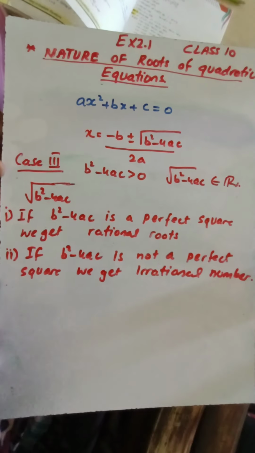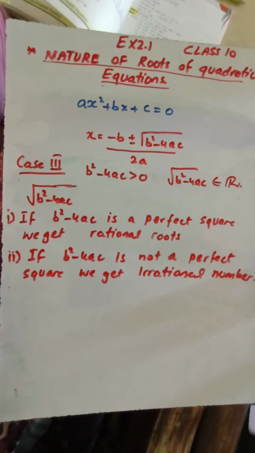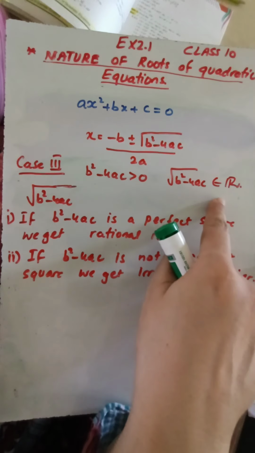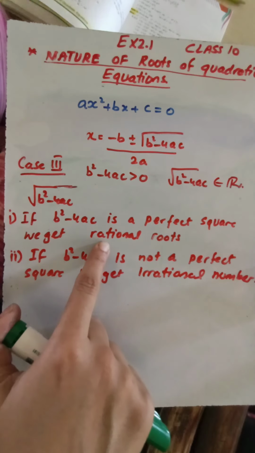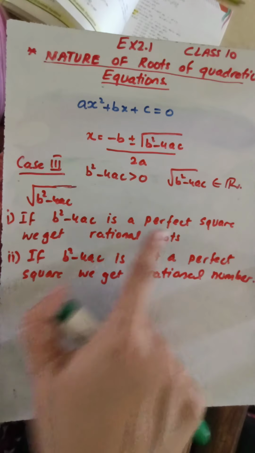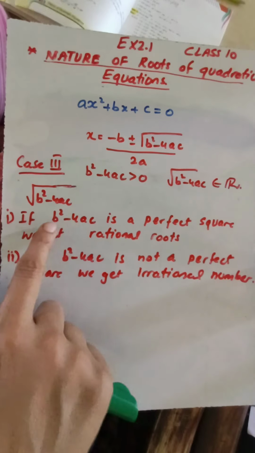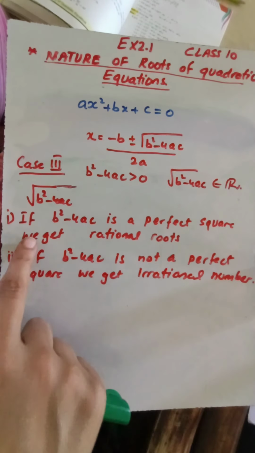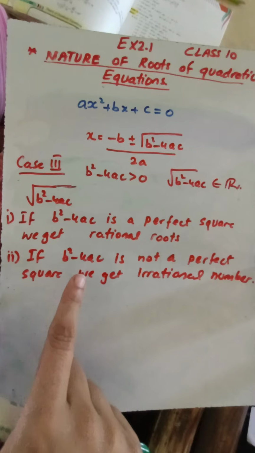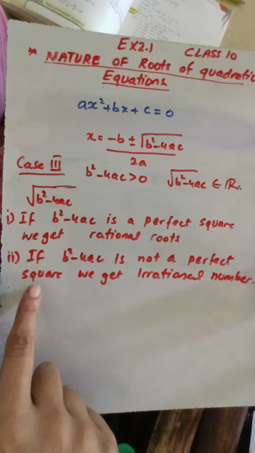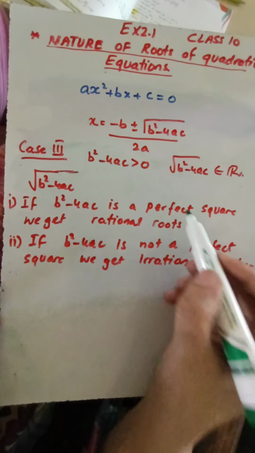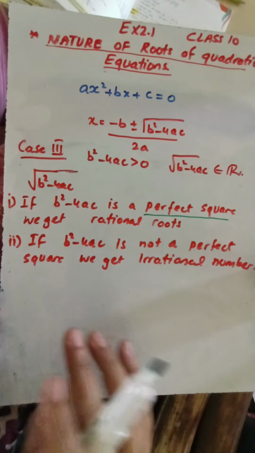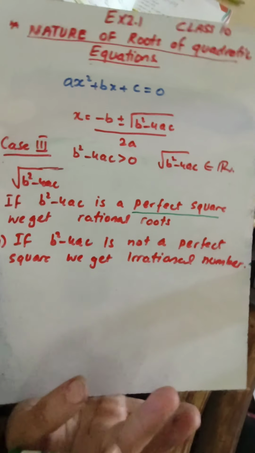Now, in order to understand these two statements that help us find whether the roots are rational or irrational: once the roots are real, they may be rational roots or irrational roots. Its rationality depends upon b square minus 4ac. If b square minus 4ac is a perfect square, then we get rational roots, and if b square minus 4ac is not a perfect square, we get irrational numbers. In order to explain this statement, we need to know what perfect squares are, which numbers are perfect squares and which numbers are not perfect squares.